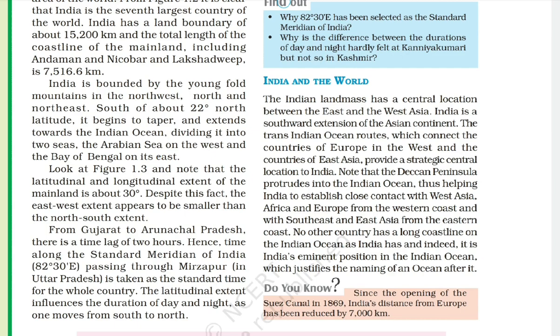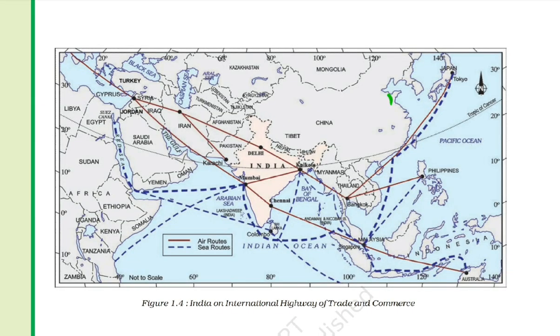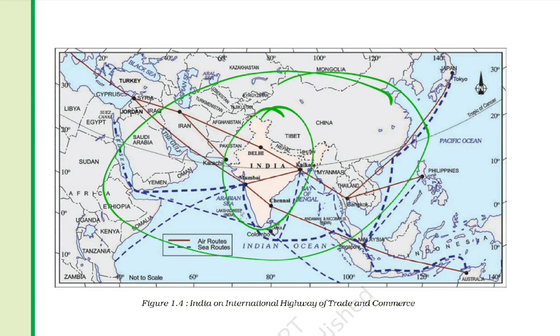India and the world. The Indian landmass has a central location between East and West Asia. This is the Indian landmass. You can see that India lies here between East Asia and West Asia, Western countries and Eastern countries. So India is strategically centrally located in the middle. The trade routes with these countries are easier for India to access.